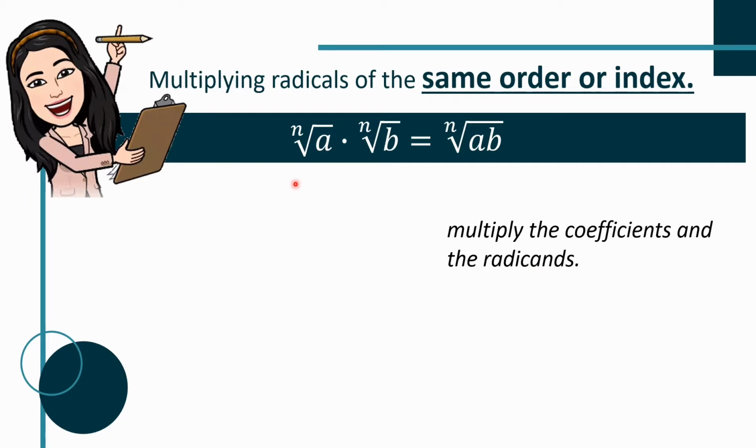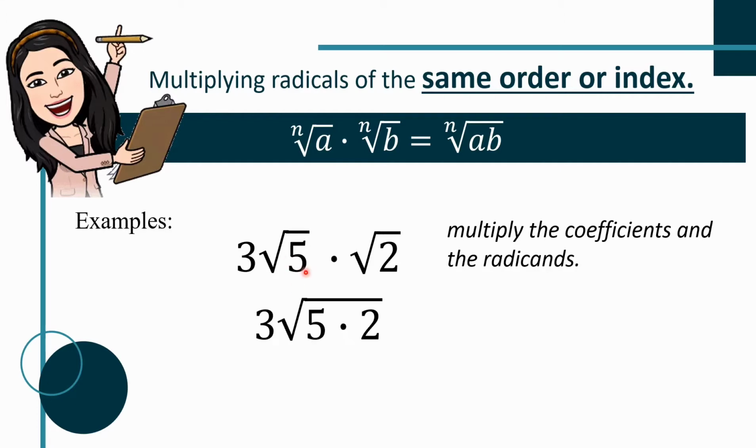So let's have this example. We have 3 square root of 5 multiplied by square root of 2. Parehas sila ng index, tama? Okay, so we will just get the product of the radicand as well as the coefficient. Unahin natin yung coefficient. 3 times, ano ang coefficient nito? Yes, we have 1. So 3 times 1 is equal to 3, and then multiplied by the radicand, 5 times 2. So, kinopya lamang natin yung ating common root.